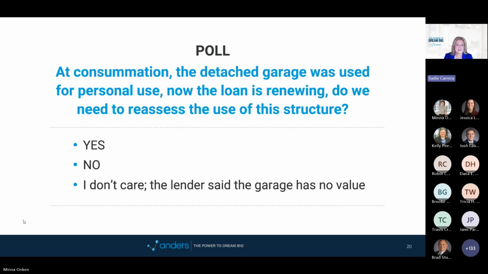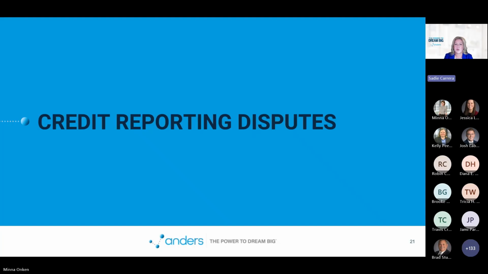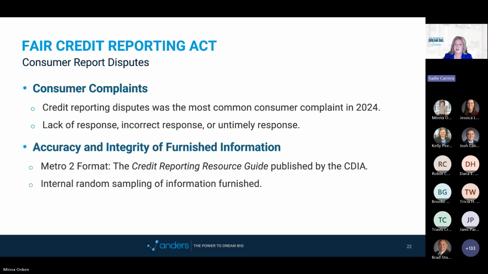That's going to bring us to our next slide, and we are going to talk about credit reporting disputes. Now, the most prevalent consumer complaints in 2024 pertain to credit reporting disputes. Brad mentioned that earlier in his portion. In fact, 18% of consumer complaints in 2024 pertain to credit reporting disputes. And again, the FDIC notes that in their July 2025 edition of their supervisory highlights. Either the lack of a response from creditors, an incorrect response, or an untimely response was the biggest concern.